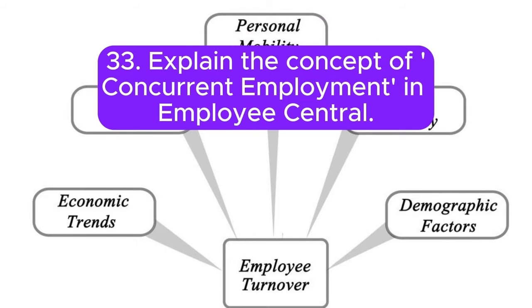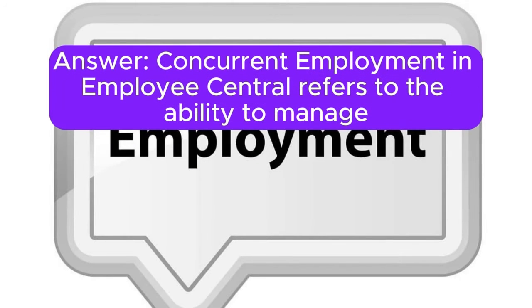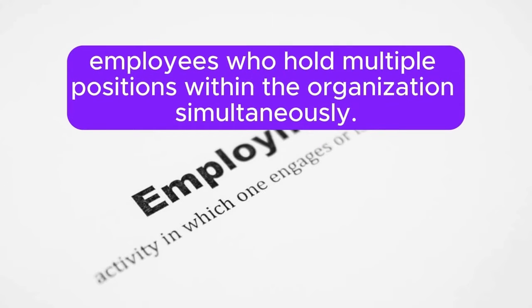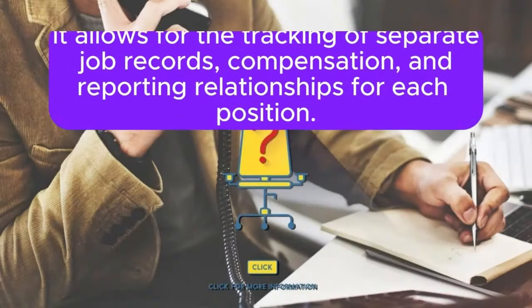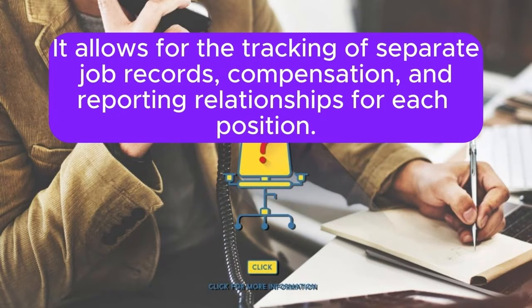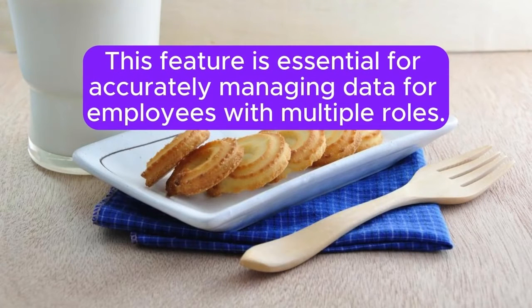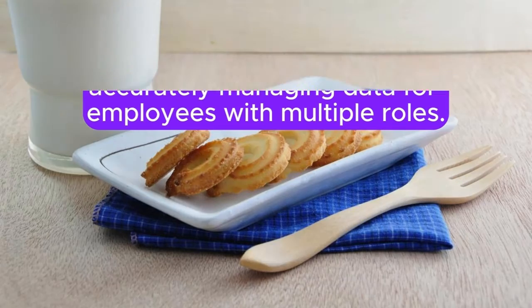Explain the concept of concurrent employment in Employee Central. Answer: concurrent employment in Employee Central refers to the ability to manage employees who hold multiple positions within the organization simultaneously. It allows for the tracking of separate job records, compensation, and reporting relationships for each position. This feature is essential for accurately managing data for employees with multiple roles.